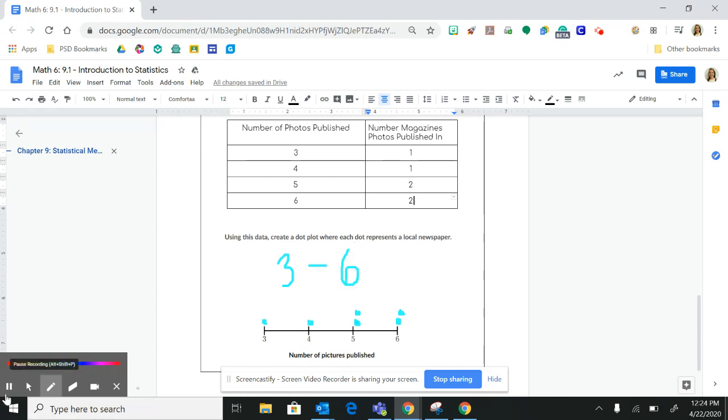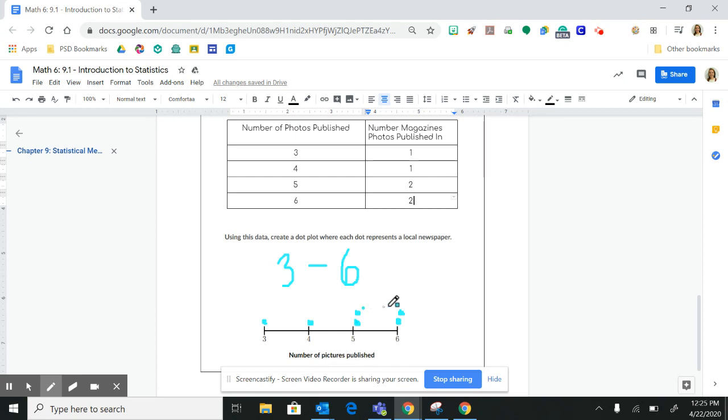From 3 to 6. We could also ask ourselves, how many more than 4 did he publish? Well, I can see here more than 4, greater than, not equal to. I have 1, 2, 3, 4. So he was published 4 times with photos that were greater than 4. So with 5 and 6 photos, he published in 4 different magazines.